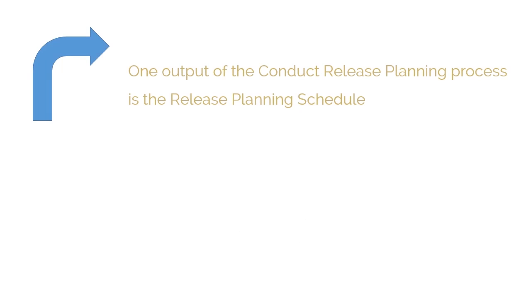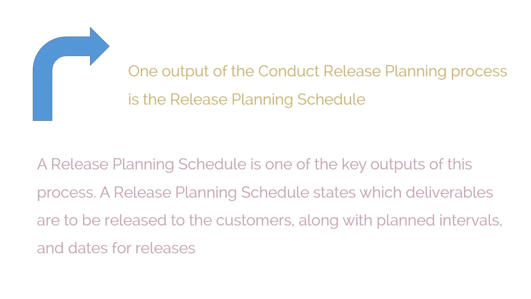One output of the conduct release planning process is the release planning schedule. A release planning schedule is one of the key outputs of this process. A release planning schedule states which deliverables are to be released to the customers, along with planned intervals and dates for releases. There may not be a release scheduled at the end of every sprint iteration. At times, a release may be planned after a group of sprint iterations are completed.